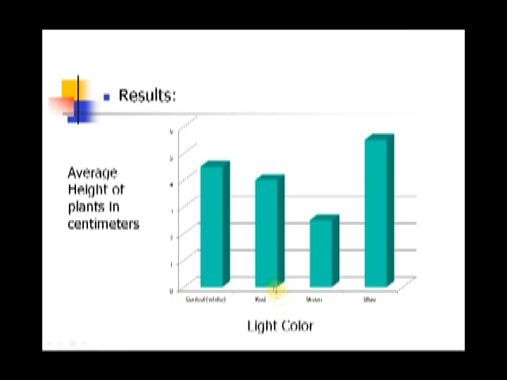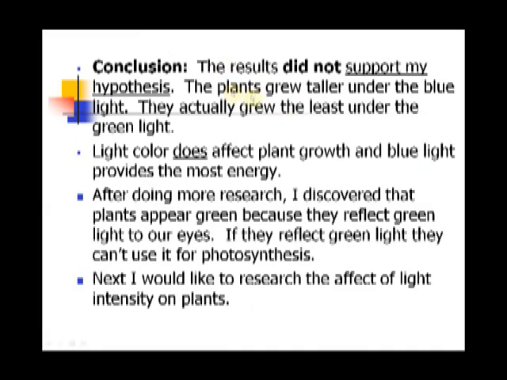We should have, under the green light, they only grew about 2 centimeters, a little more than 2 centimeters, 2.2 centimeters. Under the blue light, they grew 5.2 centimeters. That should be in our answer. The plants grew taller under the blue light, 5.2 centimeters. They actually grew the least under the green light, 2.2 centimeters. Light color, this is what I also put in my conclusion. I say, what happened? Light color does affect the plant growth.